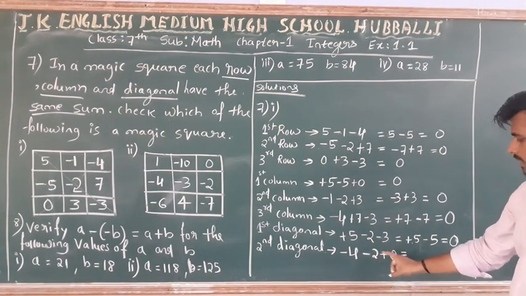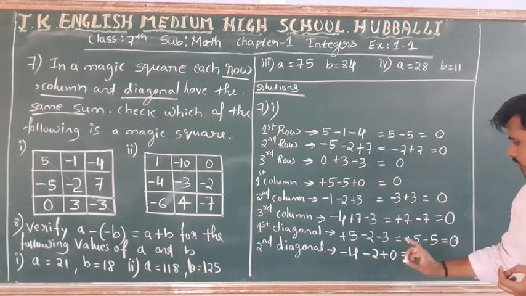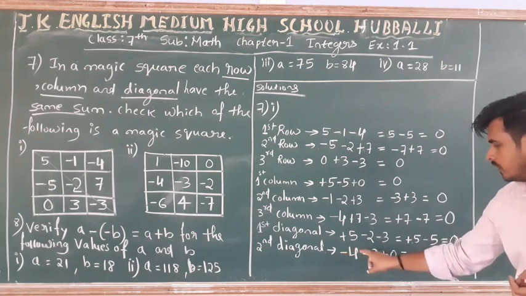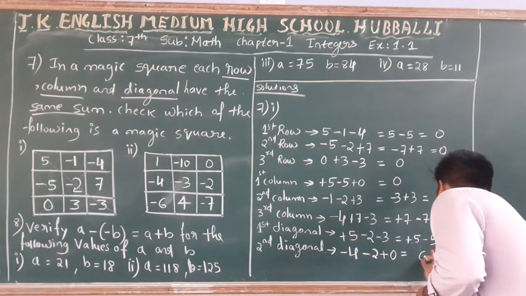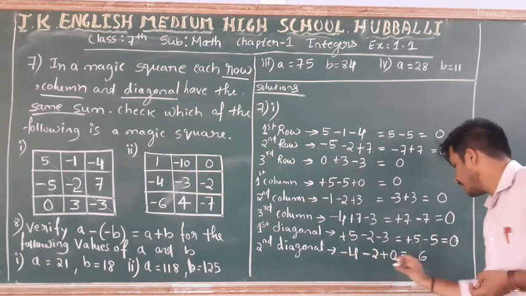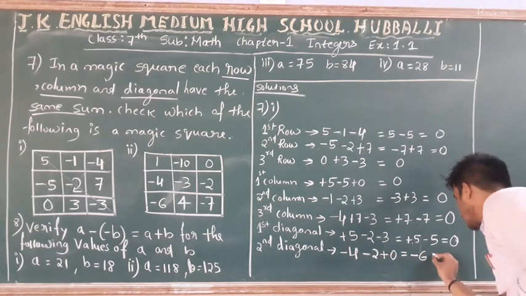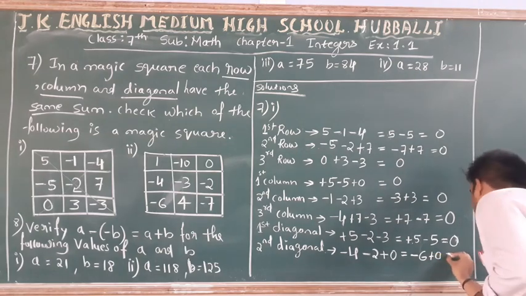Now look here. This is 0. If you add 0 to any number, you will get the same number. So, no need to worry about a 0. Minus 4, minus 2. Signs are the same. Both signs are negative. Therefore, you have to add 4 plus 2, 6. Among these two, which one is greater? 4. Its sign is minus. Then you will get minus.